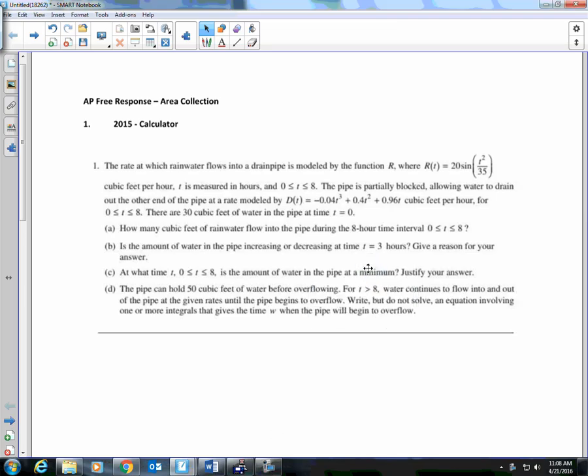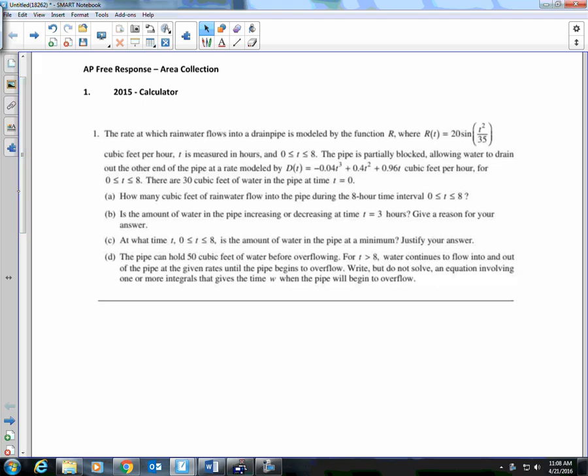The rate at which rainwater flows in a drain pipe is modeled by the function r, where r of t is 20 sine of t squared over 35 cubic feet per hour, and t is measured in hours from 0 to 8. The pipe is partially blocked, allowing water to drain out the outer end of the pipe, modeled by that equation in cubic feet per hour. This is a tough question.